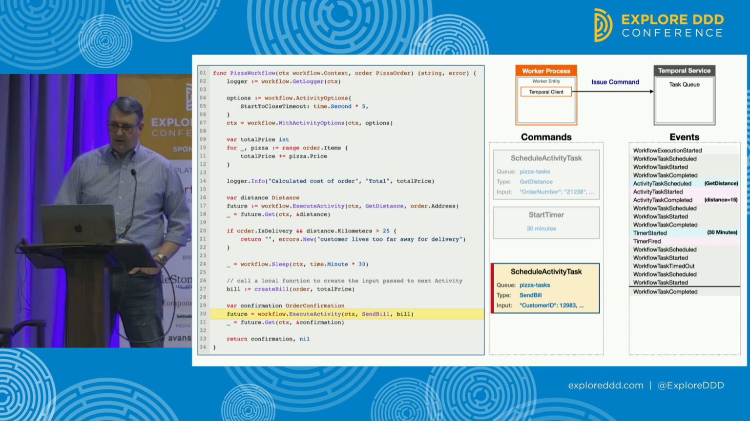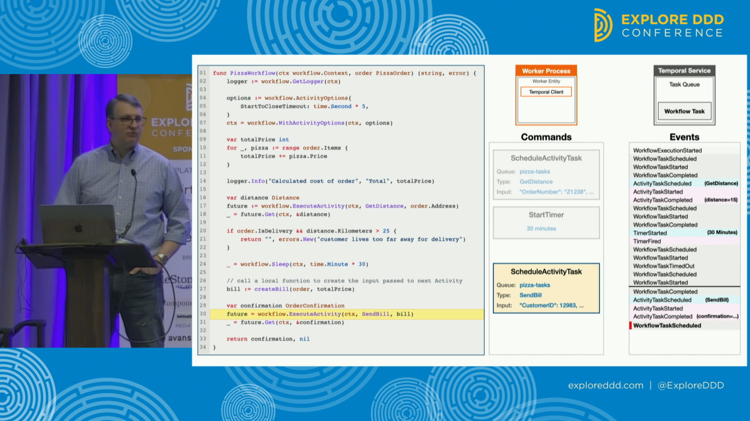So it says, do we need to issue this command? Looks in the history. Yep, this had never run before. So let's issue that command. Now we have an activity task. The worker picks it up, dequeues it, begins running that, says we're complete, and that activity task is complete.